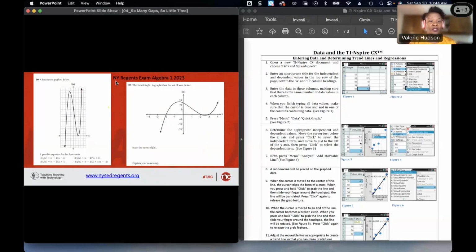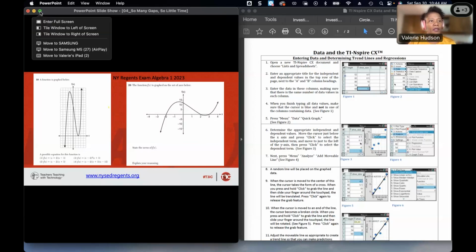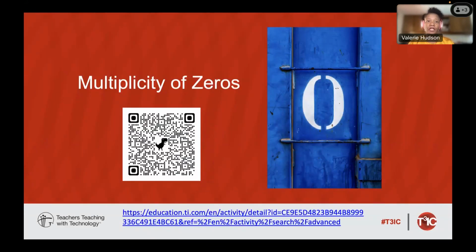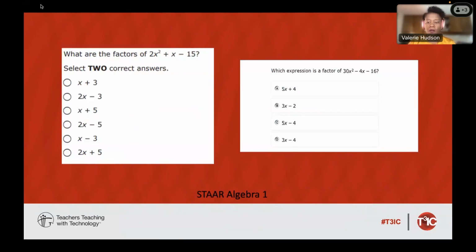All right, so from the New York Regents exam, these are a couple of questions that gave students some issues. Let me make this a little bit bigger here. And so obviously we're dealing with various polynomial graphs, and students had to find the zeros, had to write the equations. So based on that need, multiplicity of zeros, we think, is a very nice teaching tool for students.